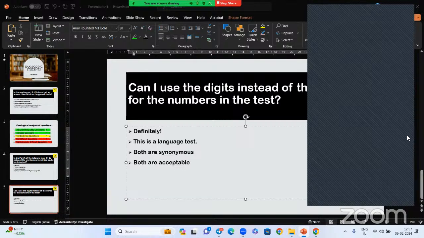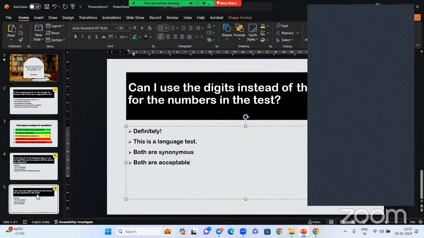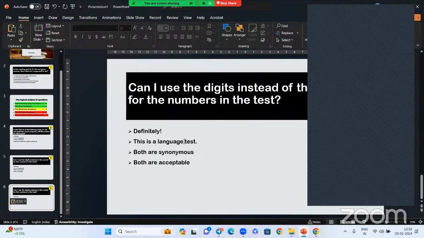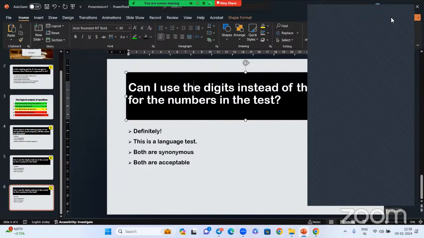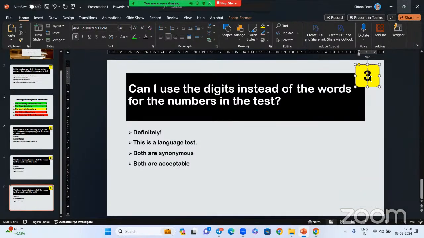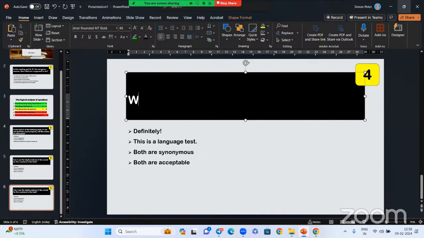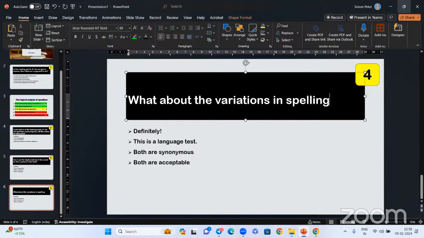Yes, sir. I have one more doubt. Go ahead. Spelling, like edema. Some people write EDEMA or some are writing OEDEMA. Let me clarify another doubt. What about the variations in spelling?